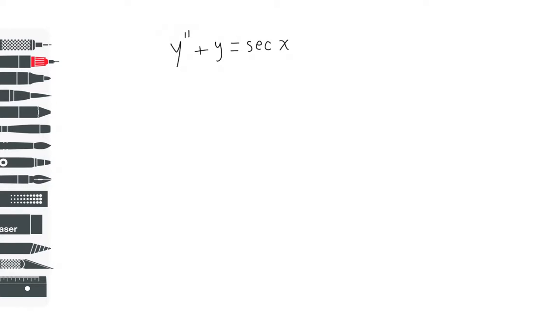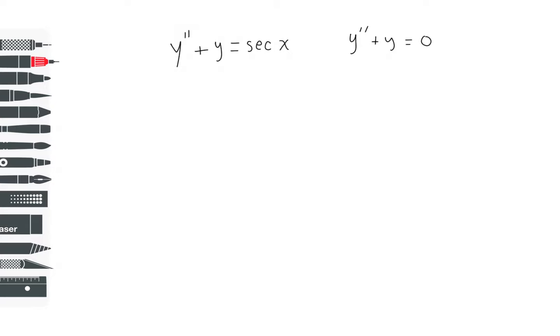Alright, in this video I'm going to be showing you how to do the variation of parameters method in differential equations. So let's just jump right into this problem. We have y double prime plus y equals secant x. The first thing we're going to do is look at this as a homogeneous differential equation, so you have y double prime plus y equals 0.